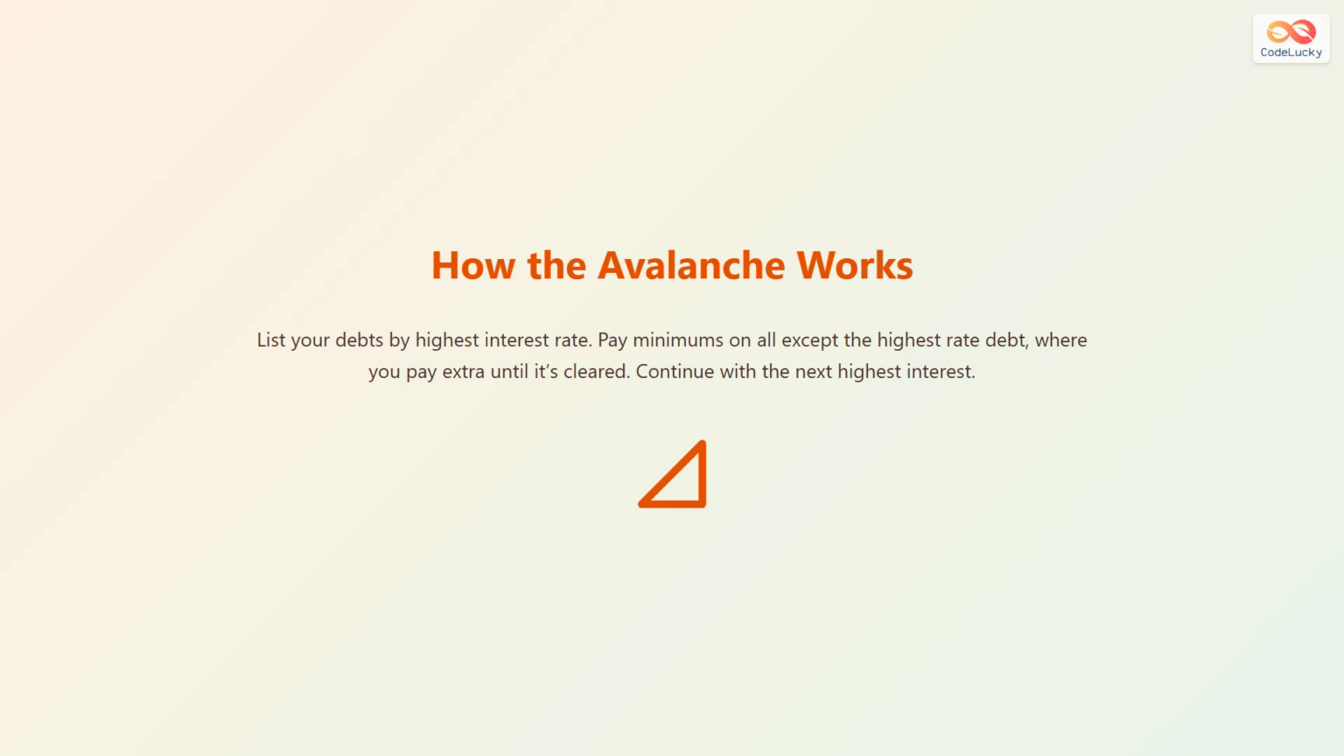In the avalanche method, you start by listing your debts from the highest interest rate to the lowest. You make minimum payments on all debts except the one with the highest interest rate, where you put extra money to pay it off faster. Once the highest interest debt is paid, you move to the next highest and keep going until all debts are paid off.